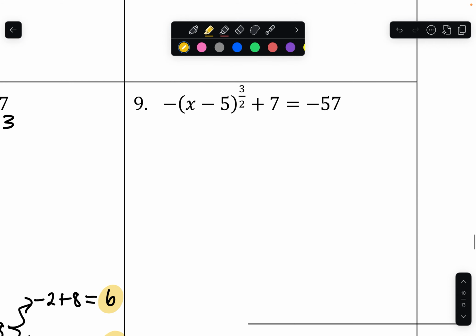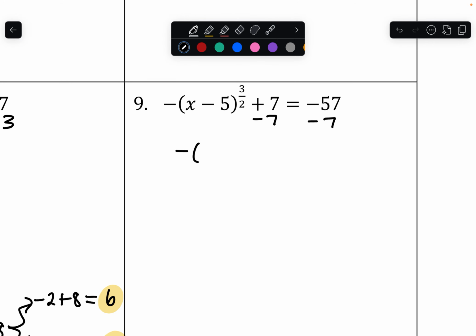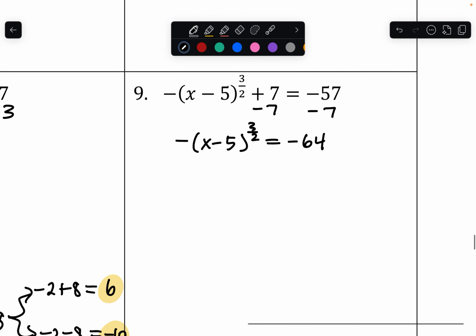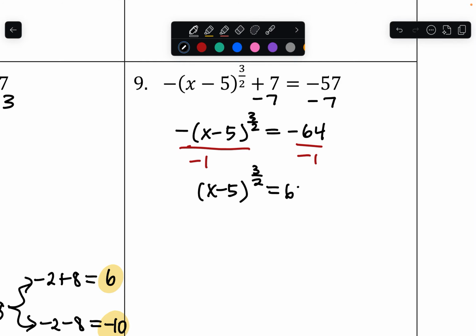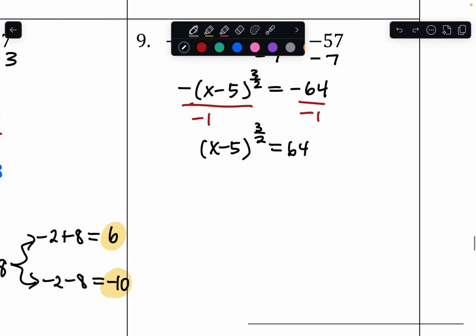All right, last one. Let's isolate this expression in parentheses by first subtracting 7, which will get us negative 64. Noticing you're probably going to run into perfect cubes and perfect squares along the way so that we get some nice numbers. Okay, next we have this negative 1 we can get rid of, which is actually really good because now when I rewrite this in terms of square root, it's equal to a positive. And so we want that.